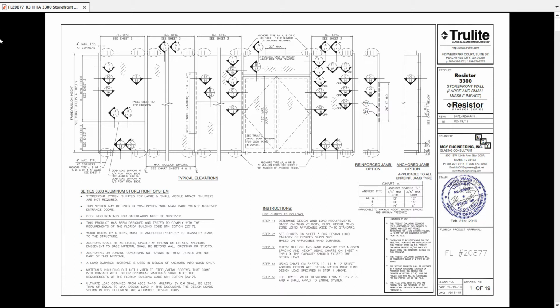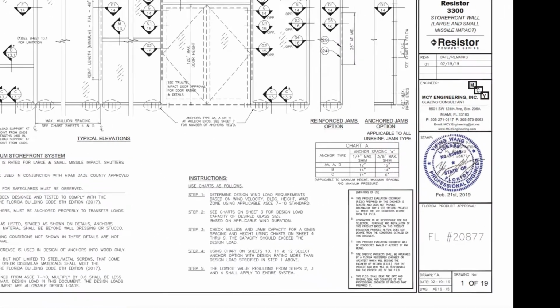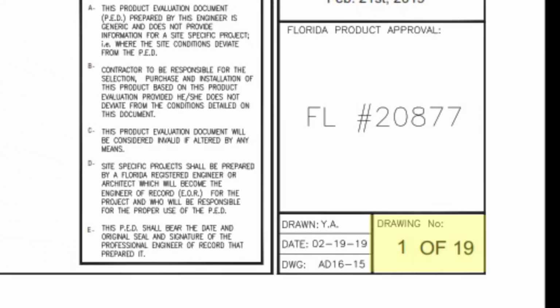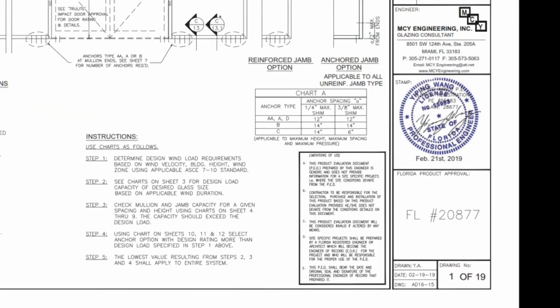We have a series of pages. On each page, we're going to see a sidebar which contains information. In this case, it identifies the manufacturer, Trulight, the 3300 series system, the engineers associated with this, the product approval number, and in the bottom right, this is very important, we have a page number, basically drawing number 1 of 19 total drawing sheets.